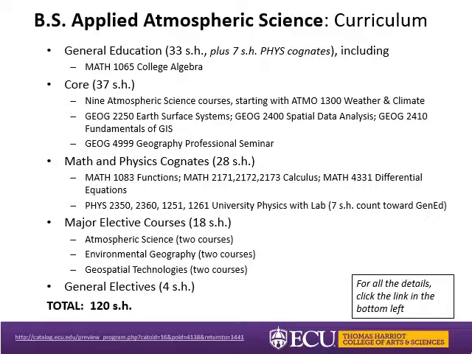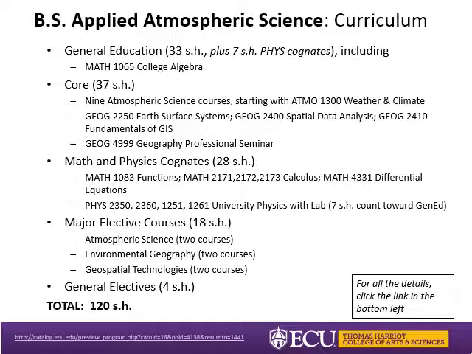Let's start with an overview of the course curriculum for the BS in Applied Atmospheric Science. About 1/3 of the 120 semester hours needed for graduation are from general education courses. We'll talk more about the Gen Ed requirements on the next slide. For the BS in Applied Atmospheric Science, Math 1065, that's college algebra, and Physics 2350 and 1251, University Physics and the Lab, count toward your general ed requirements.